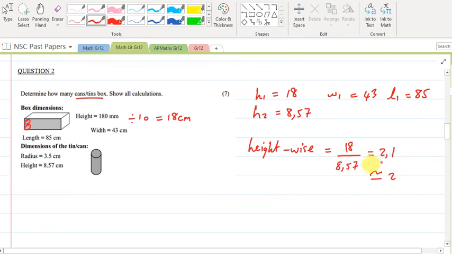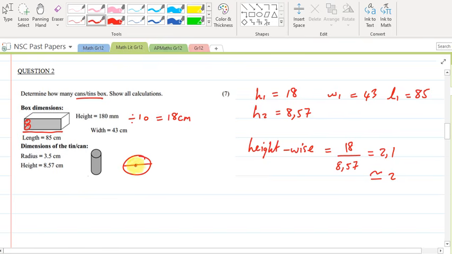Let's look at the width now. So I want to know from here to there how many I can pack, right? So what's important over here is the radius, right? So radius, not the radius, sorry, the diameter. The radius is 3.5, right? And so the diameter now becomes 7 centimeters.